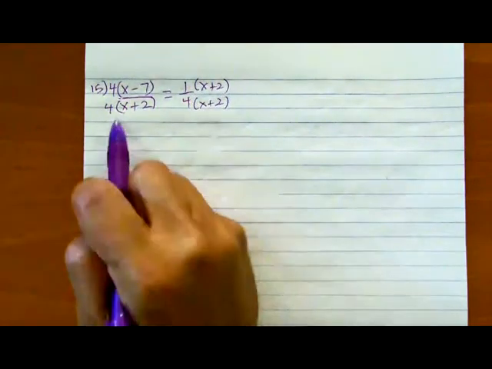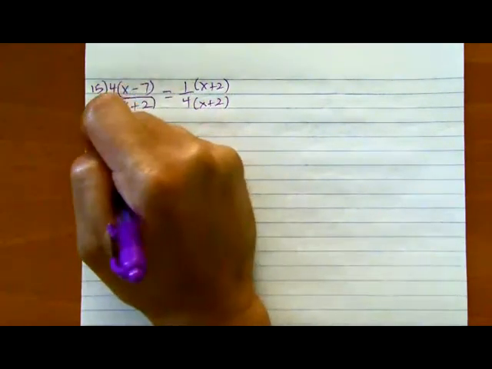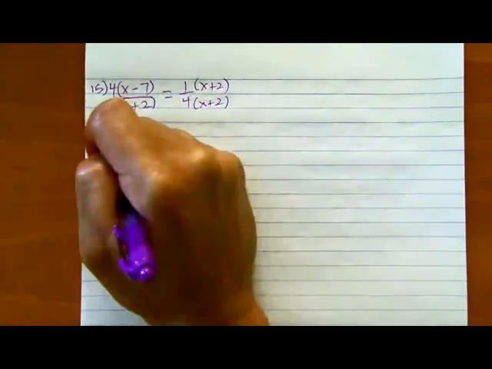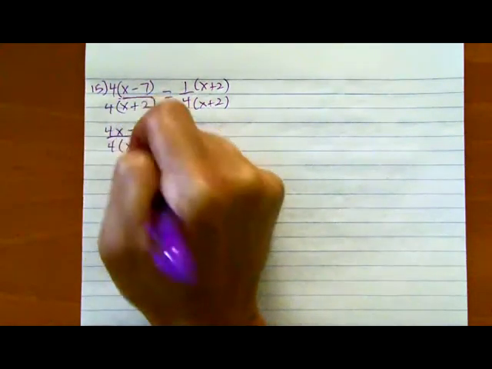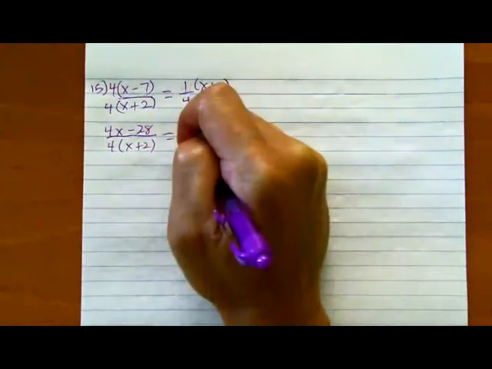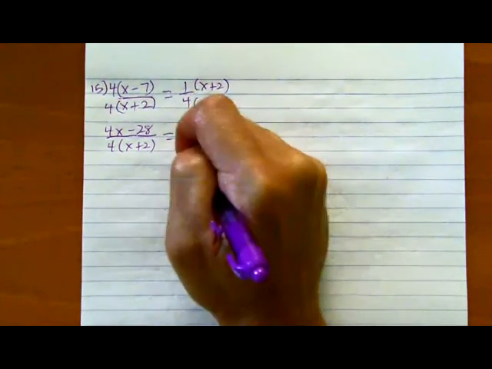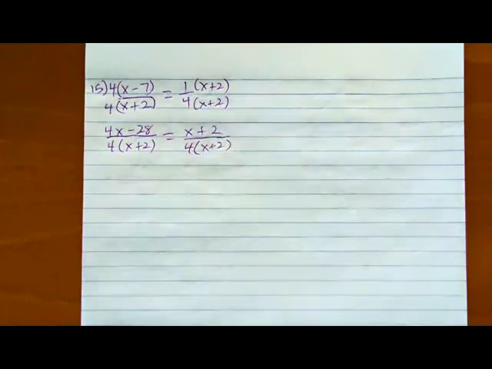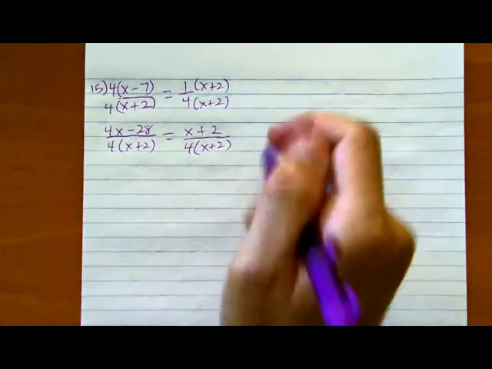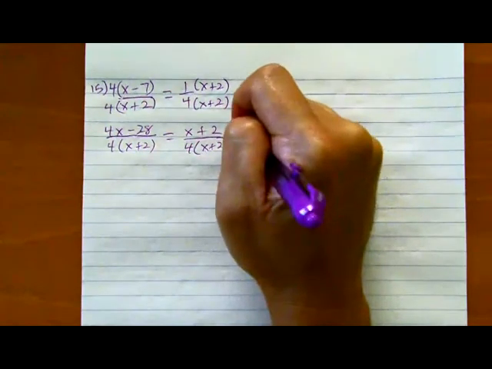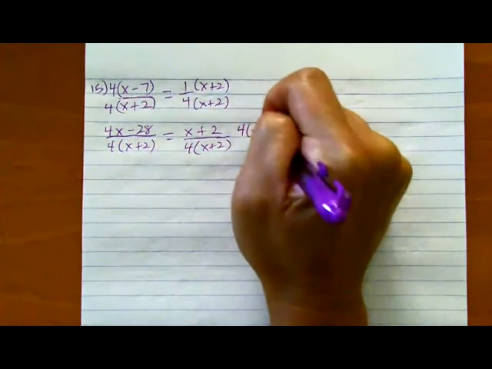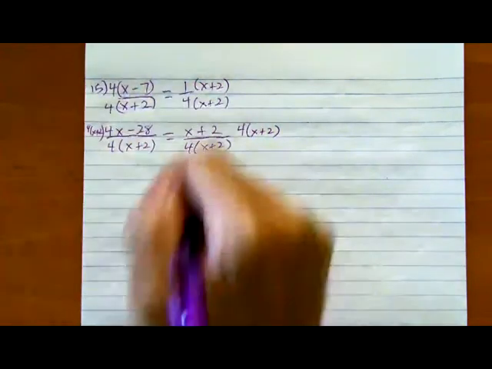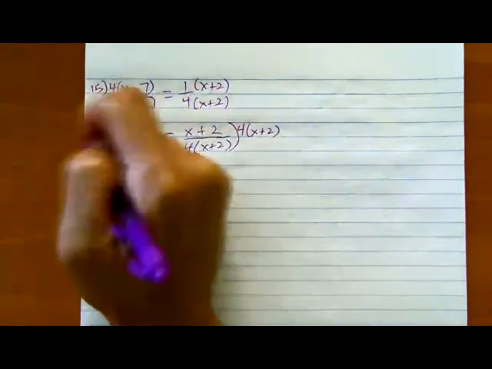Now the denominators match. We have 4x minus 28 over 4 parentheses x plus 2. This side is x plus 2 over 4 parentheses x plus 2. Now the denominators match. If we multiply both sides by 4 parentheses x plus 2, it'll cancel the denominator.